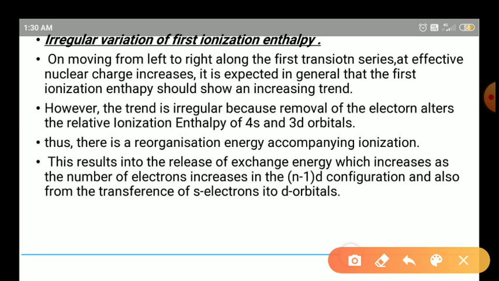The first ionization enthalpy: the effective nuclear charge increases. In general, the first ionization enthalpy should show an increasing trend. However, the trend is irregular because the removal of electrons alters the relative energies of 4s and 3d. The loss of exchange energy accompanying ionization increases as the number of electrons increases in the configuration, and there is also the transference of s electrons to the d orbital.